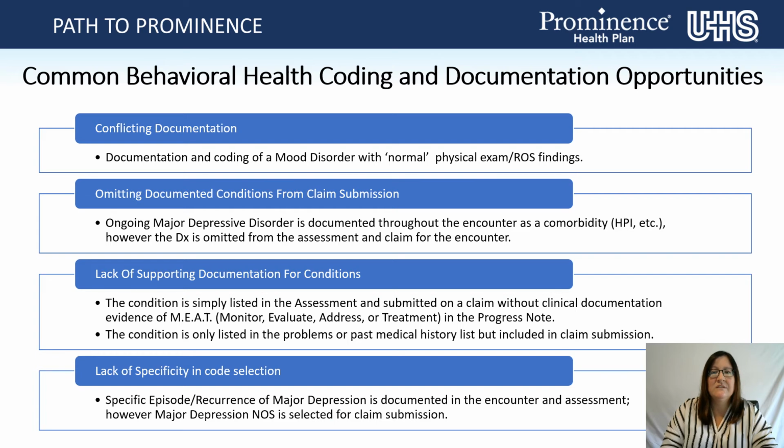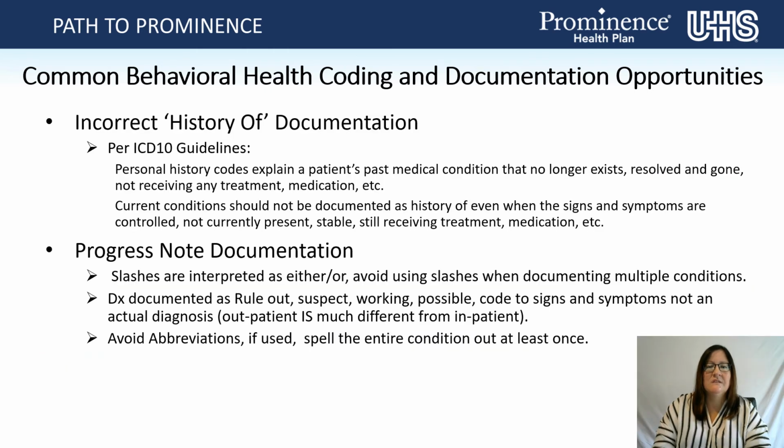Lack of specificity in the code selection. There's a specific episode or recurrence of major depression that's documented in the progress note and in the assessment. However, only major depression not otherwise specified is selected for claim submission. Perhaps F32.9 is a memorized code for depression, but we need to get the code to the highest specificity documented in the progress note. Some clinical documentation takeaways.